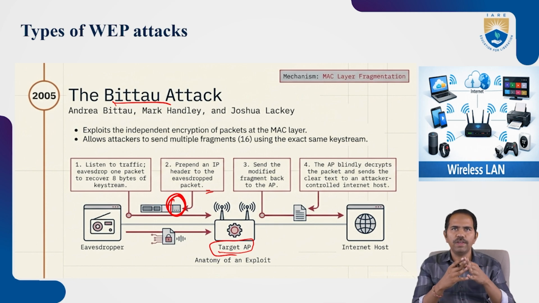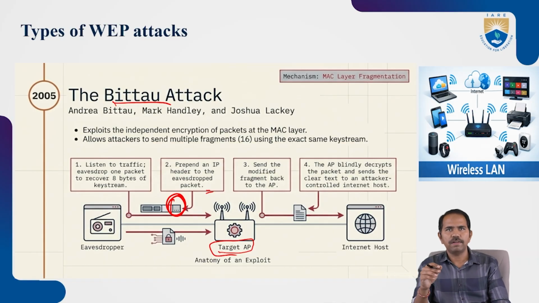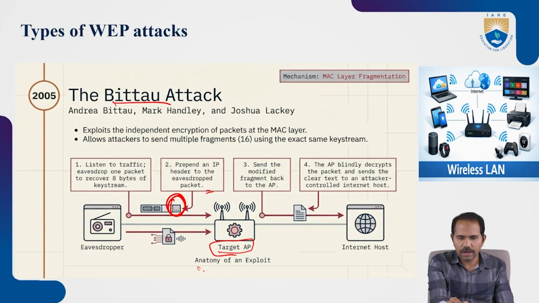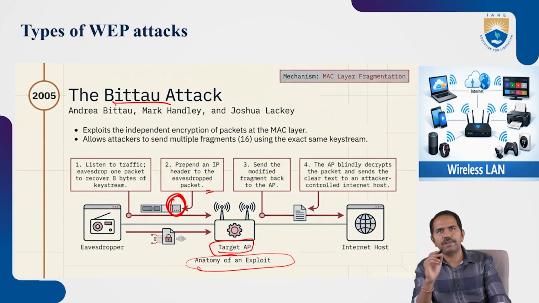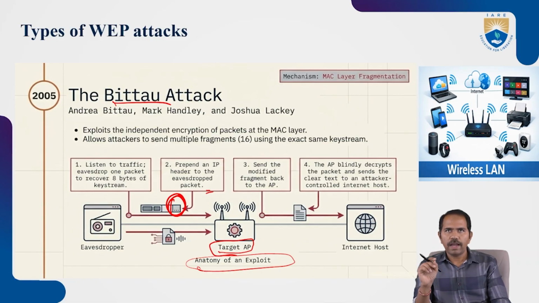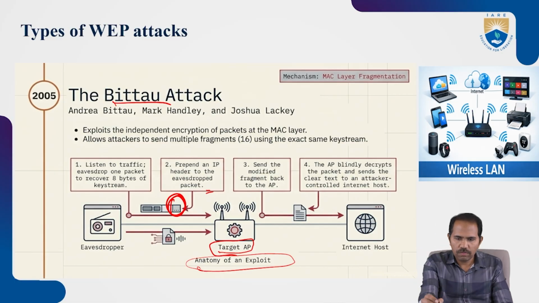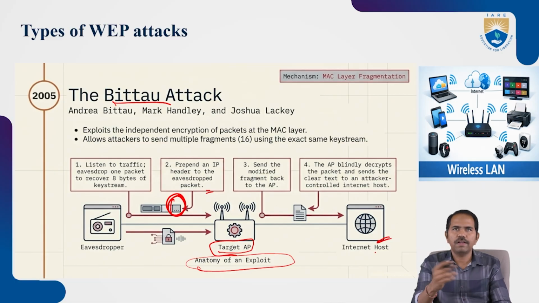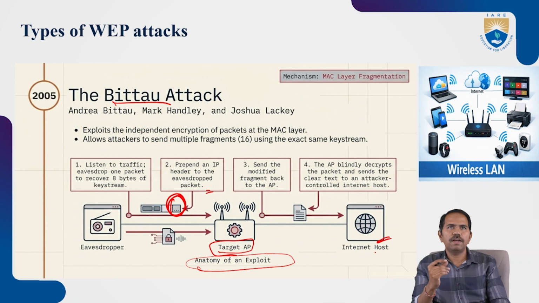The same thing can be sent to an access point. Send the modified fragment back to the access point. This is the anatomy of the exploit: the target AP. Then the next step is the fourth step. The access point blindly decrypts the packet and sends the clear text to an attacker-controlled internet host. Whatever the attacker controls, that host will receive the packet. This is the attack.